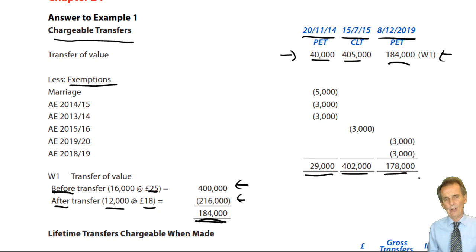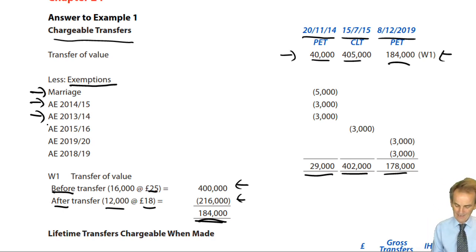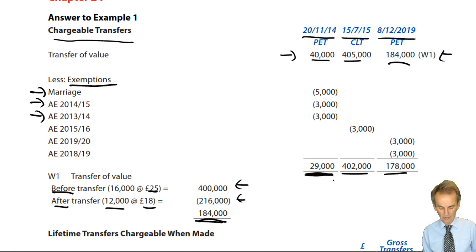We'd already identified on our first run through, our first reading of the question, that in relation to the November 14 PET there, we had a marriage exemption because it was to the son, that was 5,000. We then had two annual exemptions, in order, remember, firstly the current year, followed by the preceding year. Those were both £3,000 apiece. They've always been that. They've never changed, 3,000. That means we've got a total of 11,000 to deduct, and hence a chargeable transfer computed at £29,000.